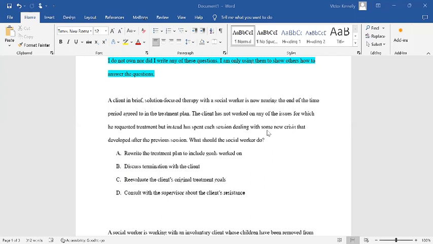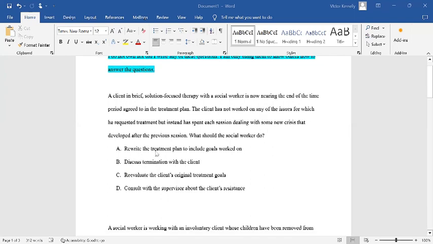In this situation, A, rewrite the treatment plan to include client's goals worked on, would be intervening. So you're intervening in the process. You're jumping ahead and rewriting the treatment plan to include goals worked on. That's not solving the problem of why the client is not progressing in treatment.